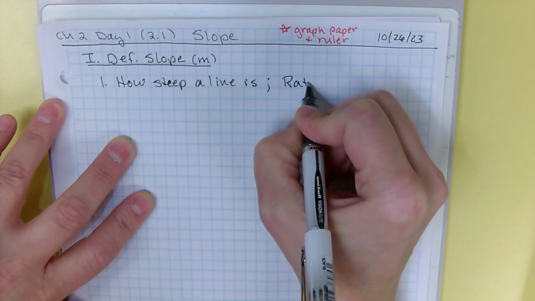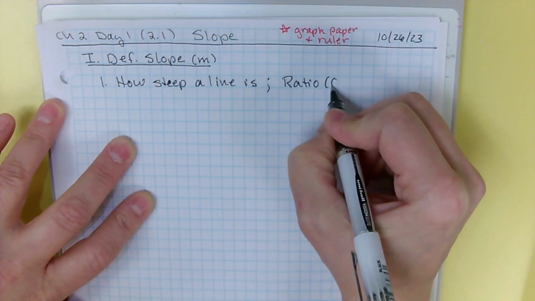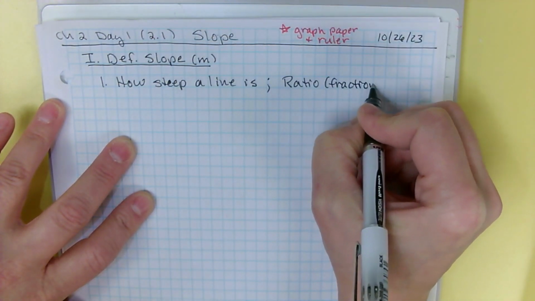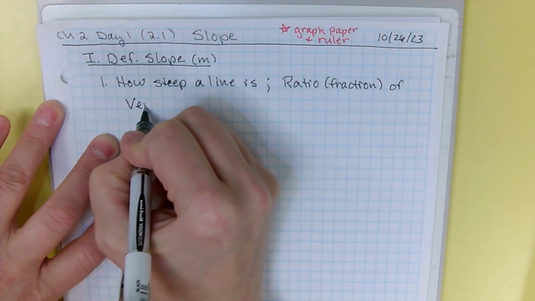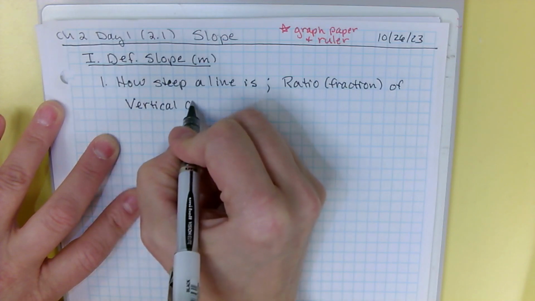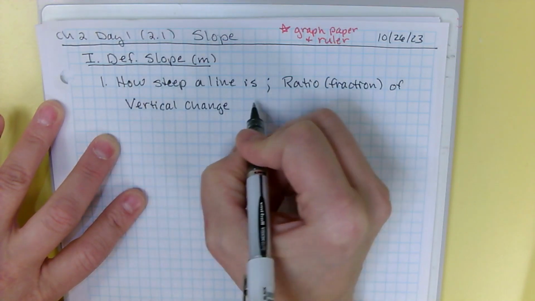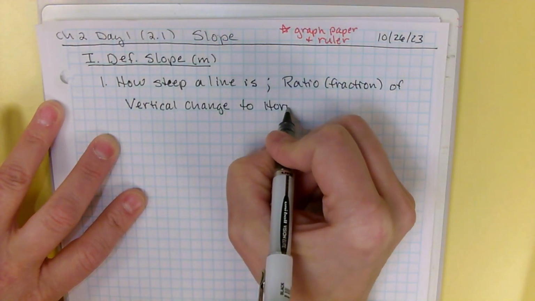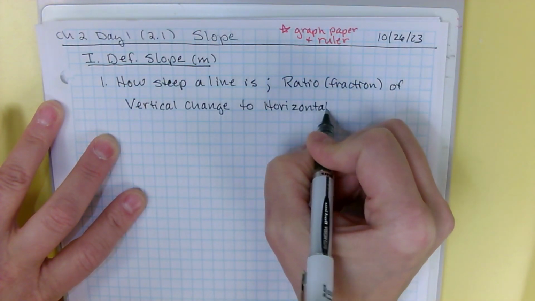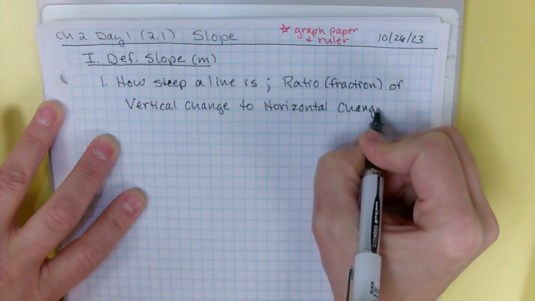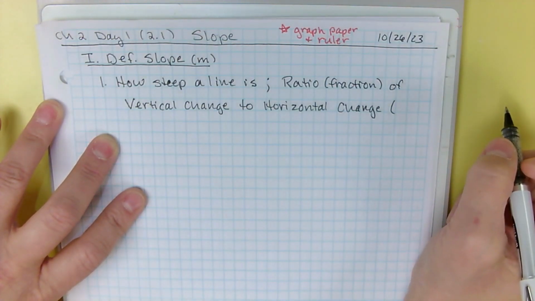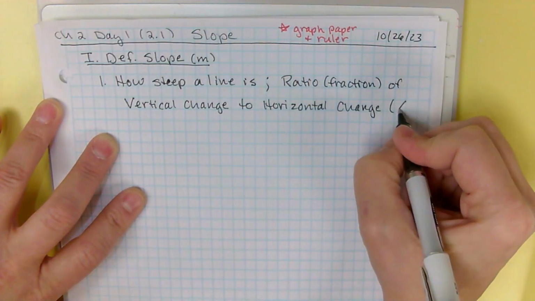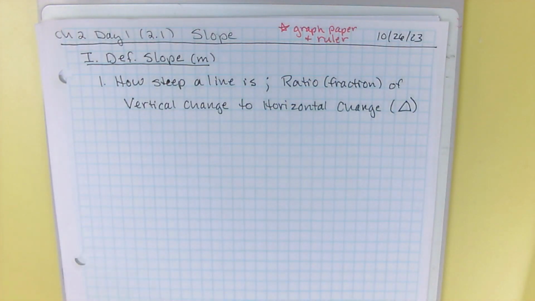It is the ratio, which is the fancy word for fraction, the ratio of vertical change to horizontal change. Vertical change to horizontal change. And there's a nifty little symbol for change. I've actually used it before. It's a triangle. That means change.